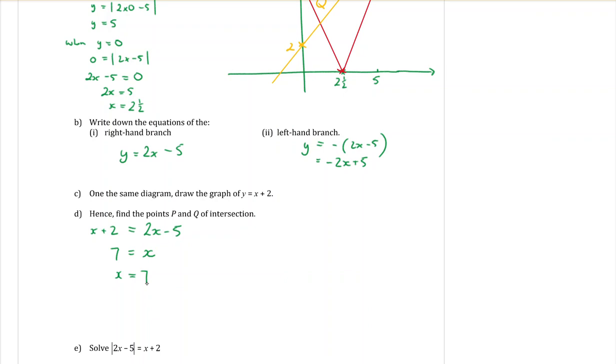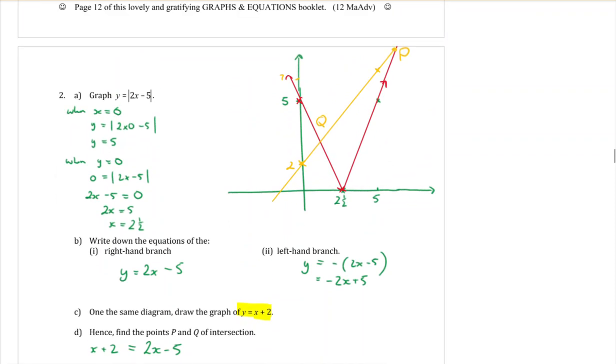Okay, if I found that x is equal to 7, P is a point, not just an x value, I need to find the y value. Sub it back into one of your original equations. So this is going to be the easiest one here, y is equal to x plus 2. So if x equals 7, 7 plus 2 is 9. So my point P is going to have the value 7, 9. And looking back at my graph, seems pretty reasonable that that point there would be at 7, 9.